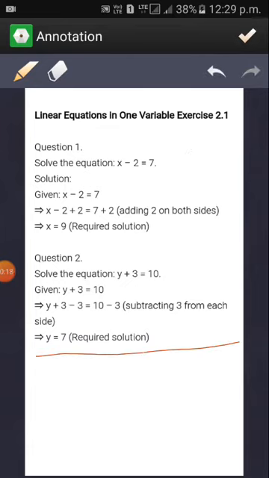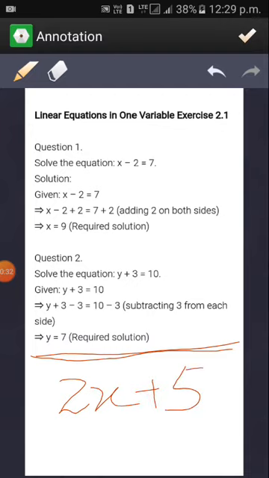Let's start. First we will try to understand what is a linear equation. I will write here 2x plus 5. This is an algebraic expression.